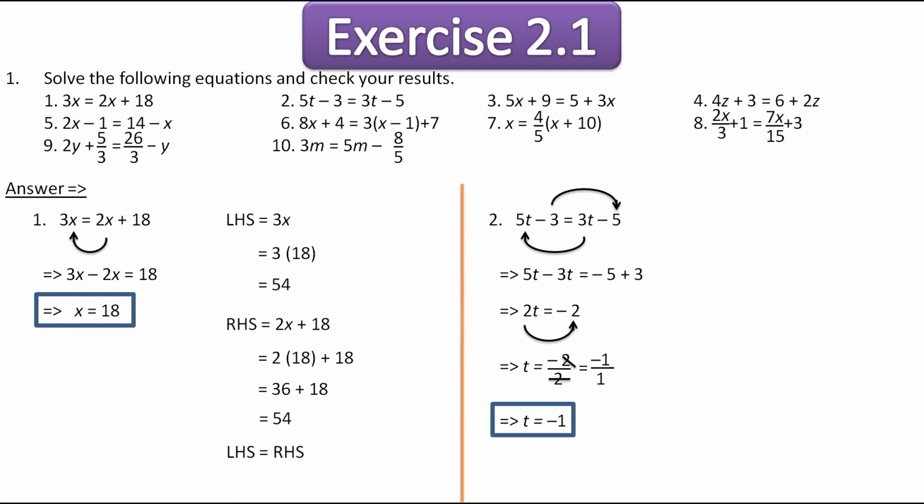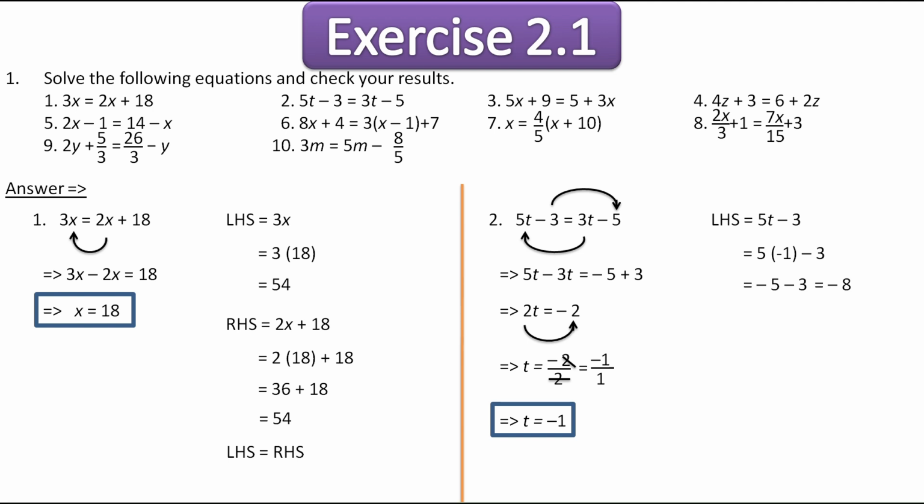Okay, now let's check by putting the value of t in the left hand side. Left hand side we have 5t minus 3. So it will become 5 in the bracket minus 1, minus 3. So 5 into minus 1 is minus 5, and minus 3. So minus 5 minus 3 is equal to minus 8.